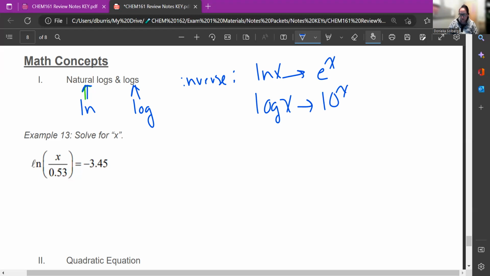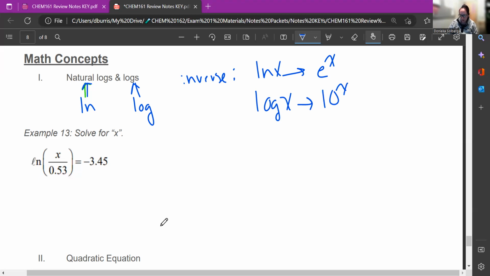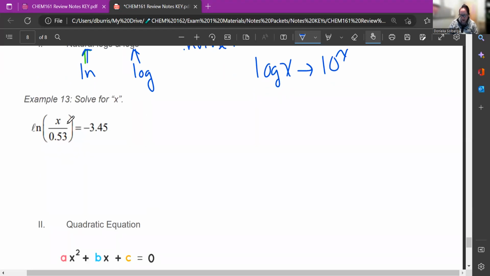So if I said solve for x in this specific math problem, I'm going to walk through this one. If you want to pause and try it first, you can, but I am going to walk through it. First of all, I have a natural log of something that is divided here. Natural logs, if they are divided, can be broken up into the natural log of the numerator minus the natural log of the denominator. So this is the same thing as the natural log of x minus the natural log of 0.53 equals negative 3.45.